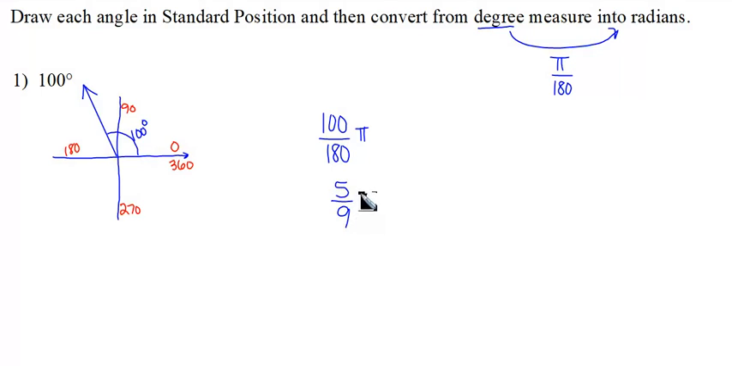Do not write a decimal answer. Make sure you write it as a fraction. Your pi can be written behind the fraction, or you could write it in the numerator.